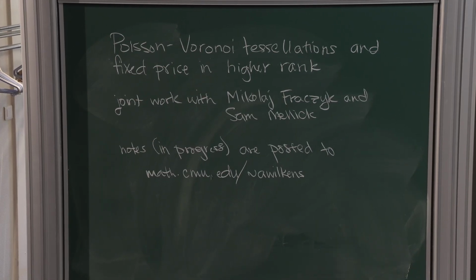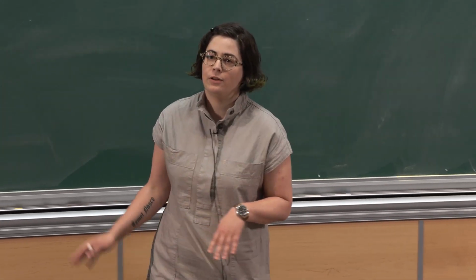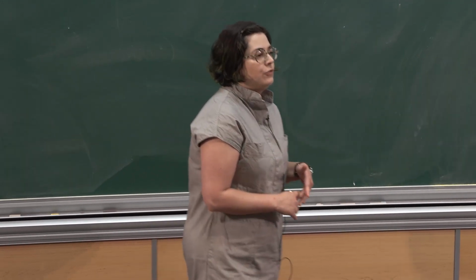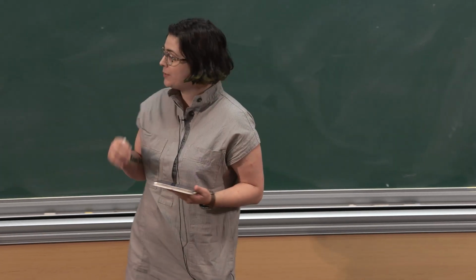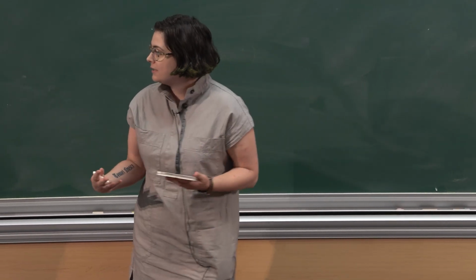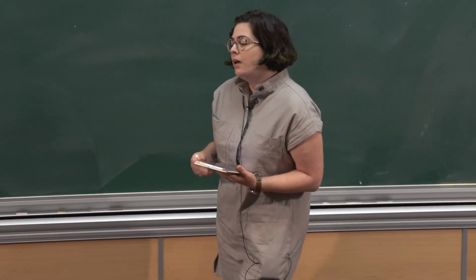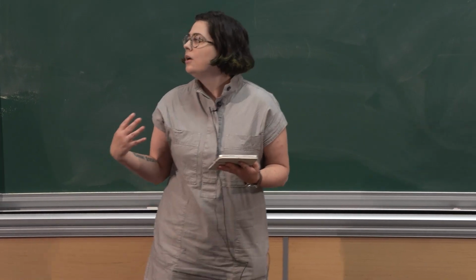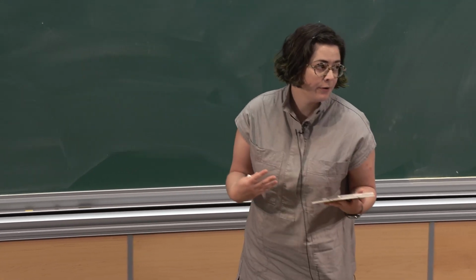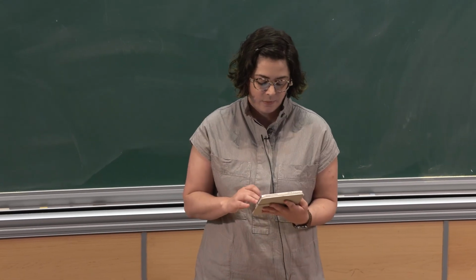A tentative plan for the mini course. Today, hopefully, I will start by stating the main theorem in our paper and give an overview of the method of proof, which includes telling you what a Poisson point process is, a Poisson Voronoi tessellation, and giving you some idea what fixed price means. And then in the second, third, and fourth lectures, Sam will go into further detail on some results that are behind the main theorem. And then in the fifth lecture, I'll go into more detail on a result behind the main theorem.